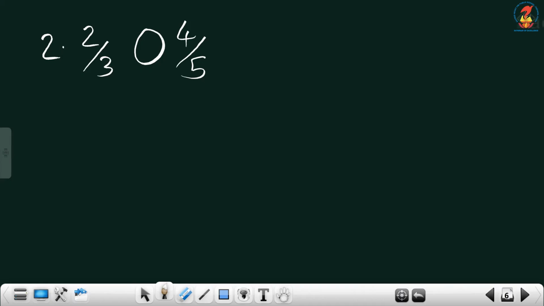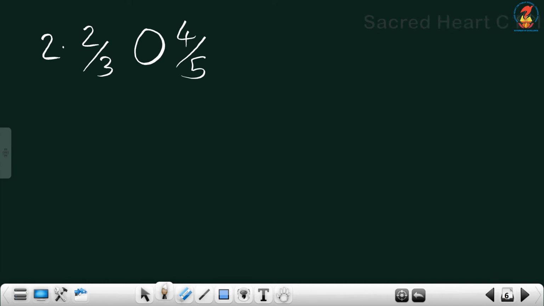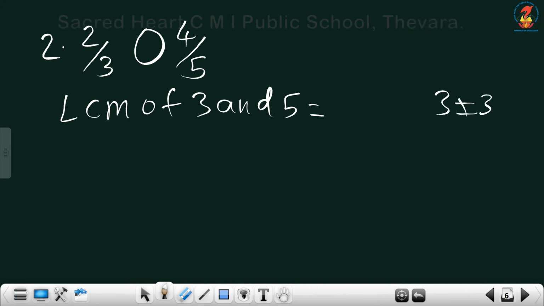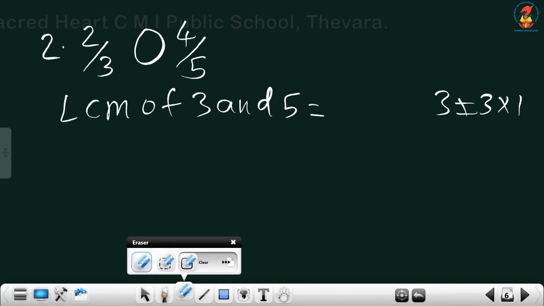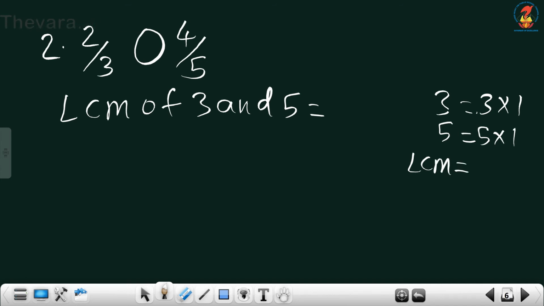That is 2 by 3 and 4 by 5. See, here also, what is the LCM of 3 and 5? 3 equals 3 into 1, and 5 equals 5 into 1. And the LCM is what? Is there any common factor here? No. So we need to multiply 3 into 5 into 1. That is 15. After that, I need to take each and every fraction like that.